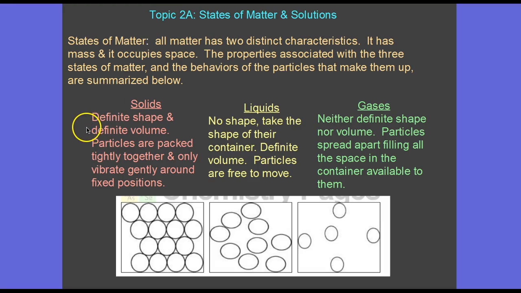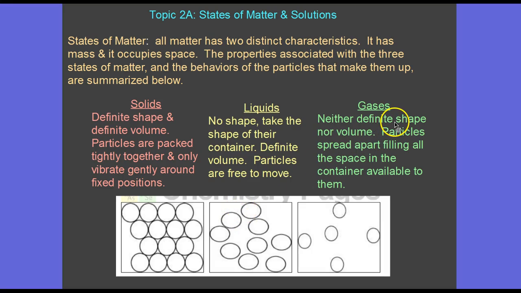They have definite shape and definite volume. The particles are packed tightly together and only vibrate gently around fixed positions. So here's what a solid looks like. The liquids. They have no distinct shape. They take the shape of their container. They have definite volume, and the particles are free to move around.